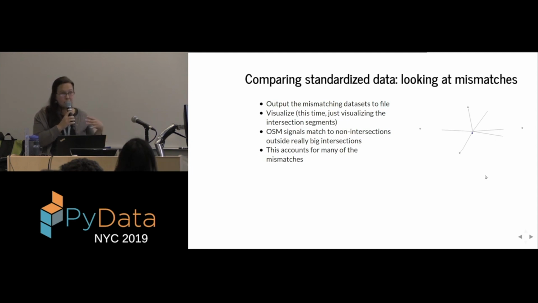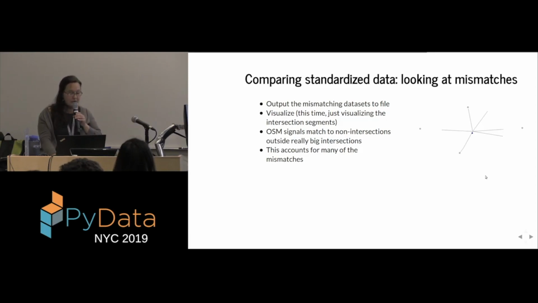Or maybe we want to say that signals really should fall at intersections, and instead of mapping them to the nearest segment, whether it's an intersection or a non-intersection segment, we want to map it to just the intersection segments. So that's something that I'm not going to talk about now. I'll have to think about it for later. But this still accounts for many of the mismatches we see in our data sets.